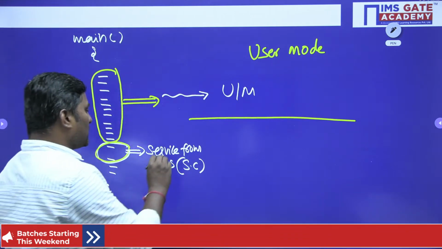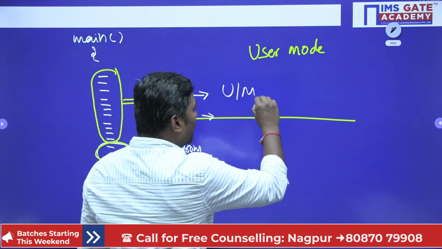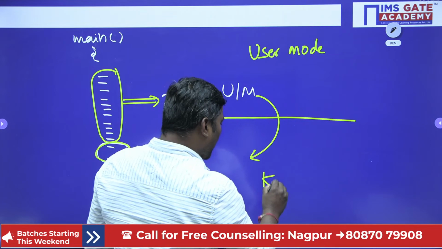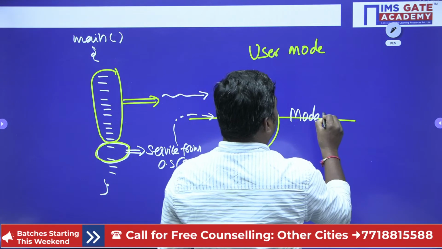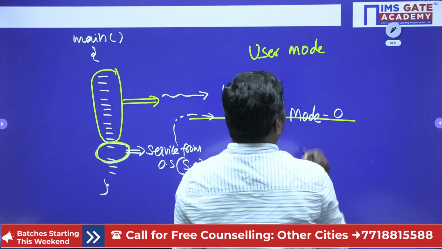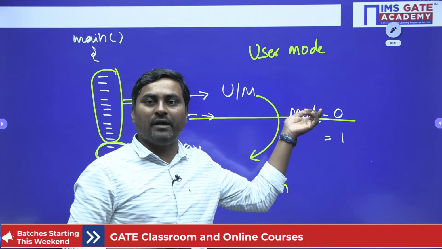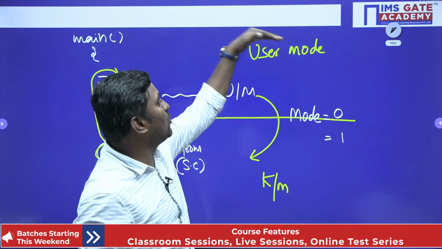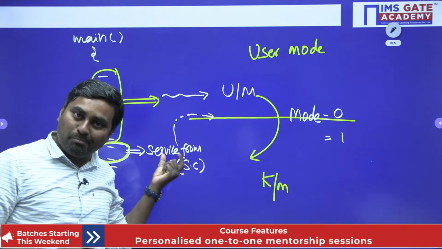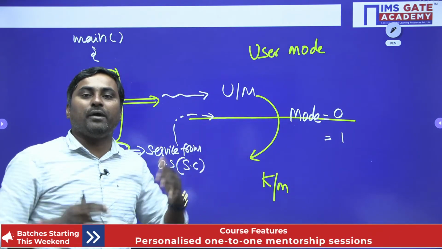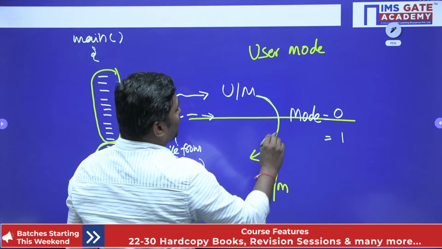Whenever such things are encountered, you have to shift from user mode to kernel mode. This is kernel mode. There is a mode bit: a mode bit of 0 indicates user mode, and 1 indicates kernel mode. Right now, when the mode bit is 0, the CPU is in user mode and the code is running in user mode only. But in my program, I placed some system calls because I want to obtain a service from the operating system. Whenever such system calls are encountered, you have to change the mode from user mode to kernel mode.